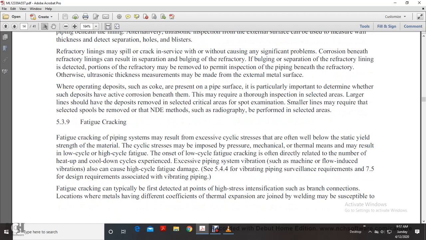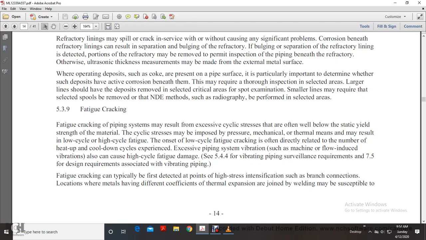5.3.9 Fatigue cracking. Fatigue cracking in a piping system may result from excessive cyclic stress that is often well below the static yield strength of the material. The cyclic stress may be imposed by pressure, mechanical, or thermal means, and may result in low cycle or high cycle fatigue. Onset of low cycle fatigue cracking is often related to the number of heat up and cool down cycles experienced. Excessive piping system vibration, such as machine or flow induced vibration, can also cause high cycle fatigue damage. For vibrating piping, see section 5.4.4 for surveillance requirements and 7.5 for the design requirements.